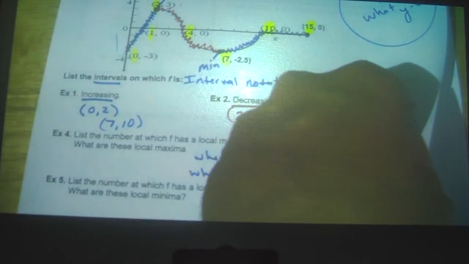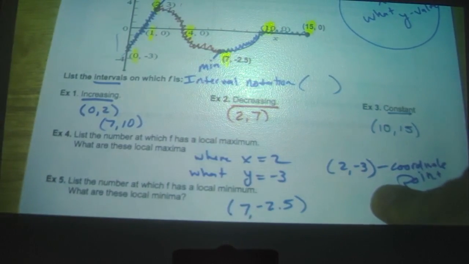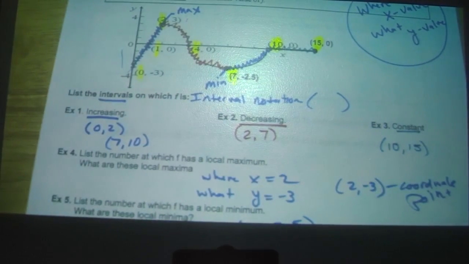Any questions, y'all? Any questions with increasing, decreasing, constant? Tap your head if you got this. Tap your head. This is easy, Mr. Gotsch. Let's move on. All right. Lots of taps.